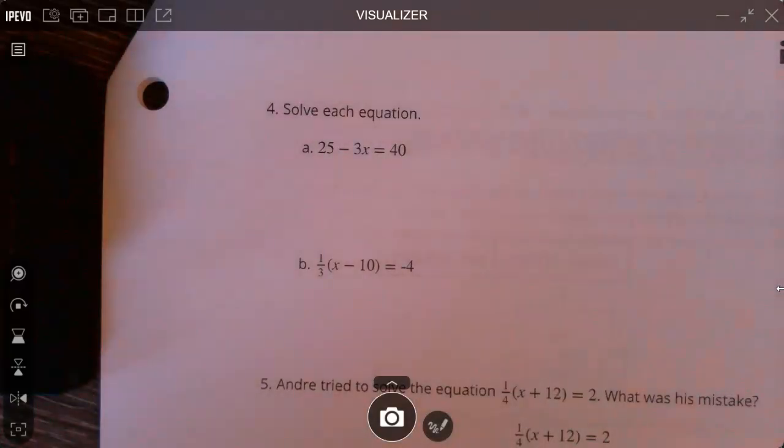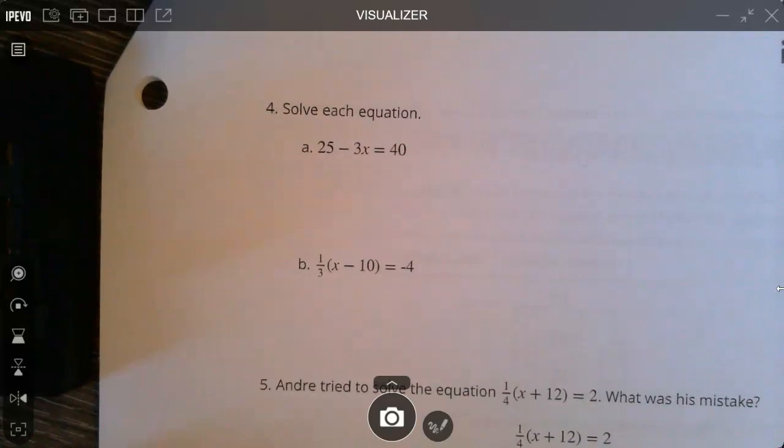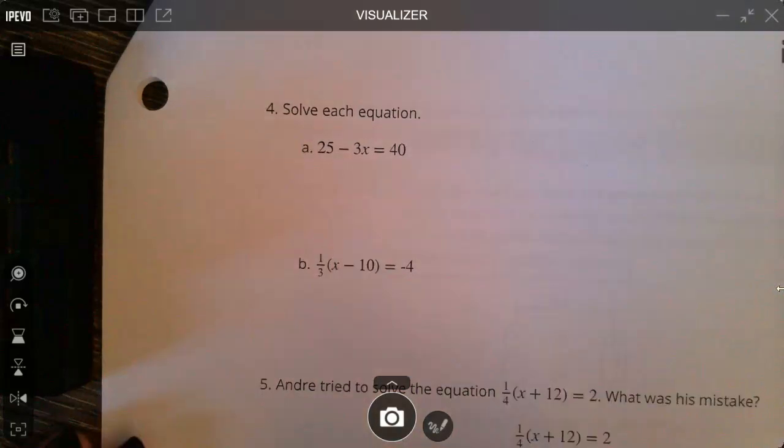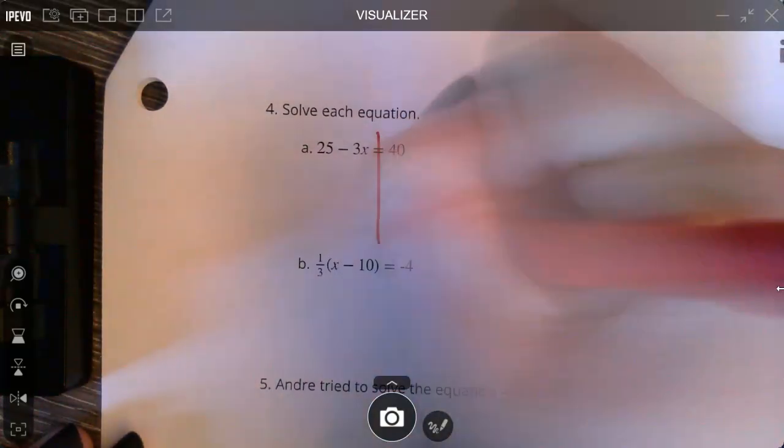Number 4, solve each equation. So I see 25 minus 3x equals 40. I don't see any parentheses, so I need to just treat each thing as an individual quantity. So I'm going to first draw my line through the equal sign.